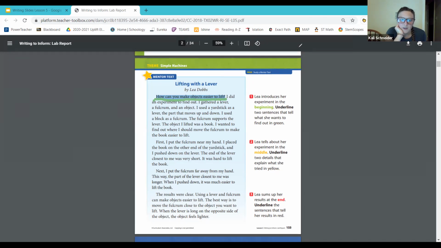I gathered a lever, a fulcrum, and an object. I used a yardstick as a lever, the part that moves up and down. I used a block as a fulcrum. The fulcrum supports the lever. The object I lifted was a book.